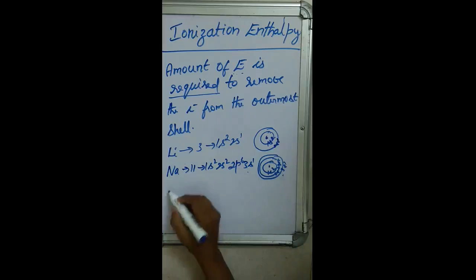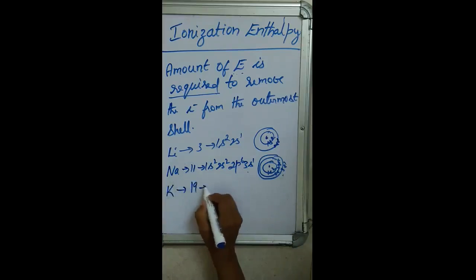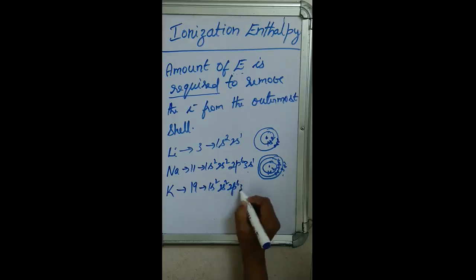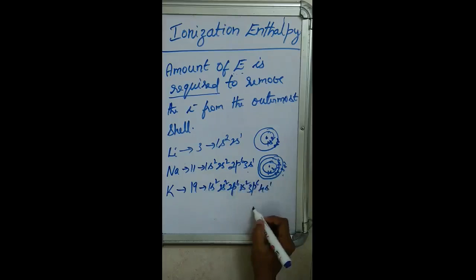Now if I take the example of potassium, next down the group, atomic number 19. What is the electronic configuration? You will get 1s2, 2s2, 2p6, 3s2, 3p6, 4s1. If I draw the structure, this is the nucleus. Four shells I have to draw. 2 electrons are present in the first shell, 8 electrons in the second shell, the third shell also contains 8 electrons, and the last shell contains 1 electron.